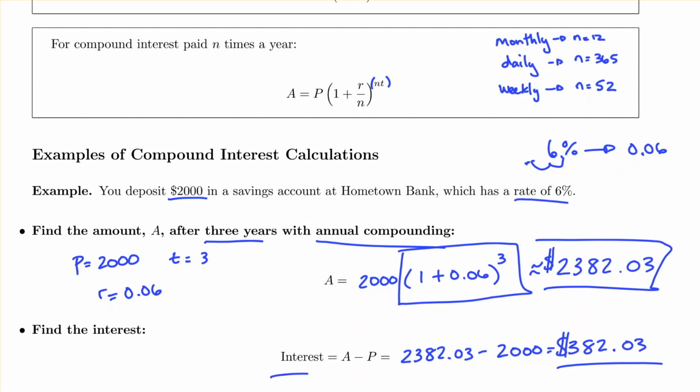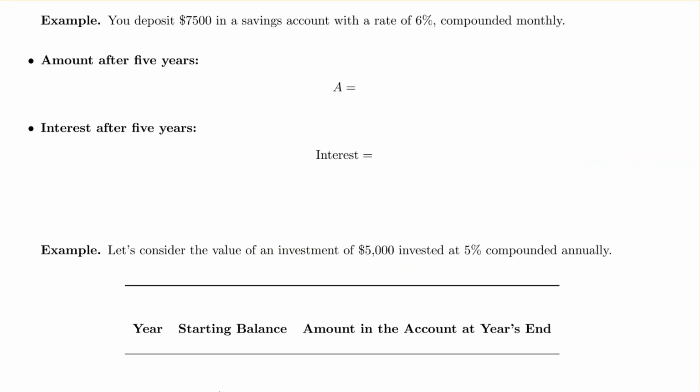So let's look at our next example here. We deposit $7,500 in a savings account. Suppose we get about 6% compounded monthly. We want to find the amount after 5 years and then the interest after 5 years.